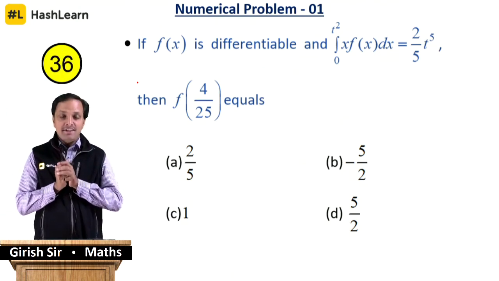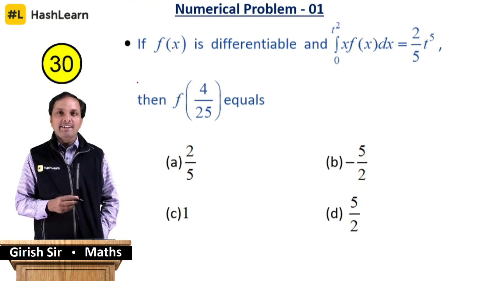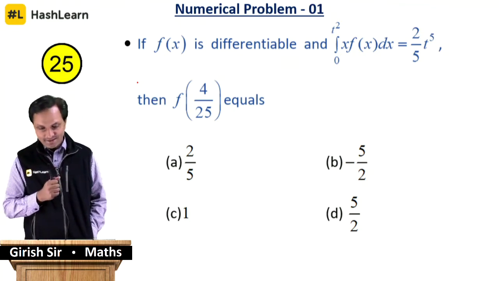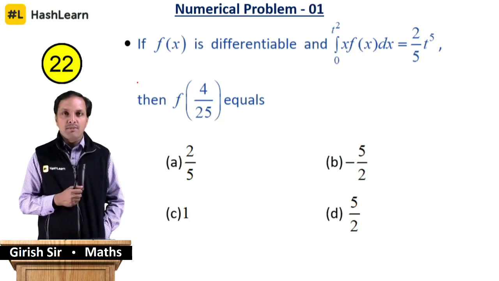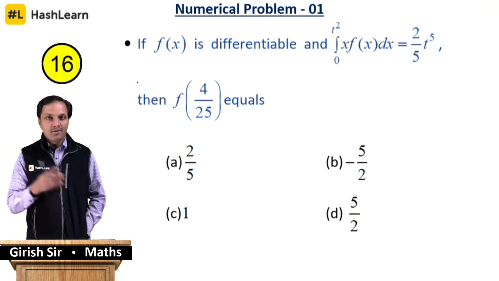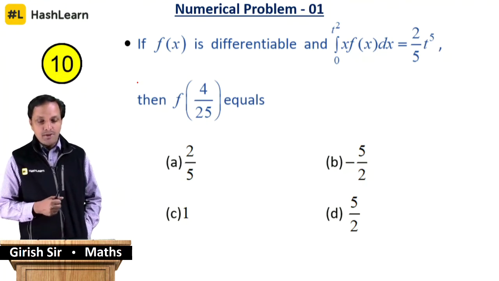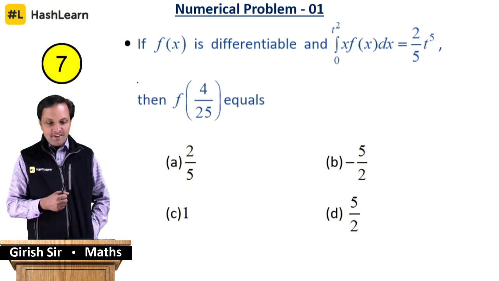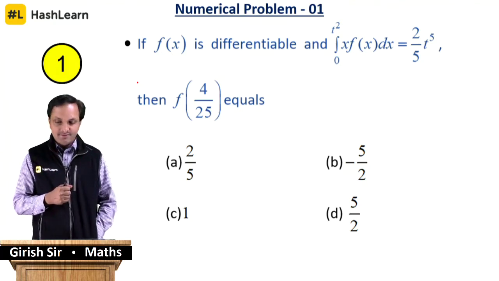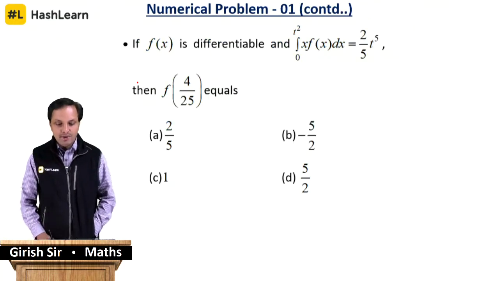Numerical, and these types of problems are very important where the limit is the variable. The limit is 0 to t square. Generally you have solved problems where the limits were minus 1 to plus 1, 0 to 3, 0 to pi by 2, 0 to pi, but these are problems where you have variables as the limits. Lower limit is 0 and upper limit is t square. Your time is up. Let us see how to solve problems of this type.